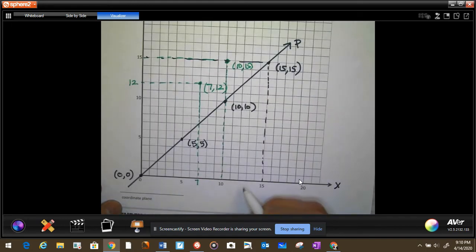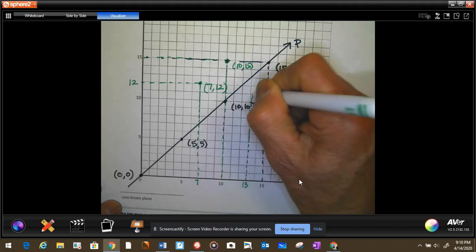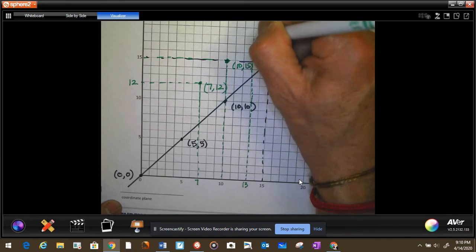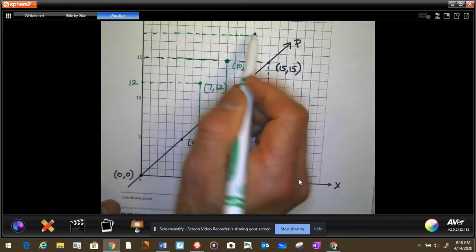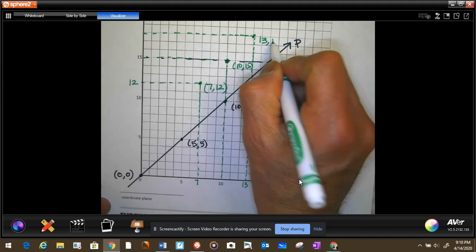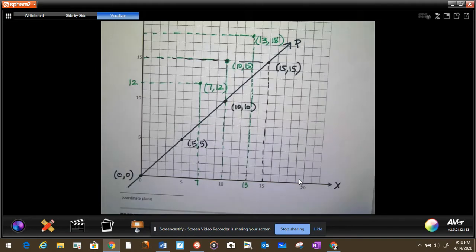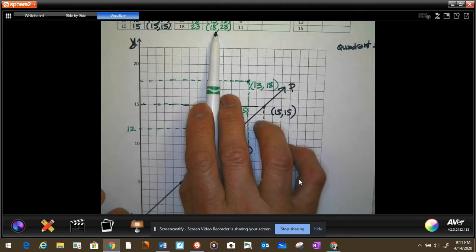That's 3 more after 10. And y is 18. Let's look for 18. So 18 is going to be 2 less than 20. And this is where they meet. So that's going to be 13, 18. And our last point on this line is 18, 23.